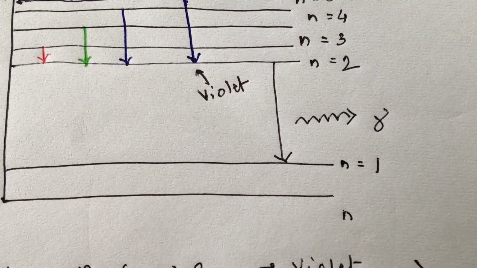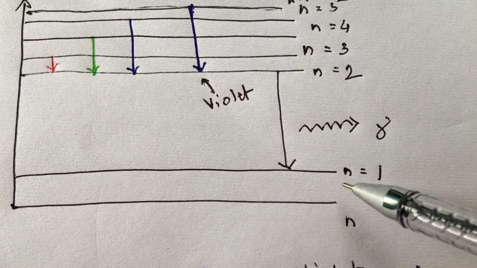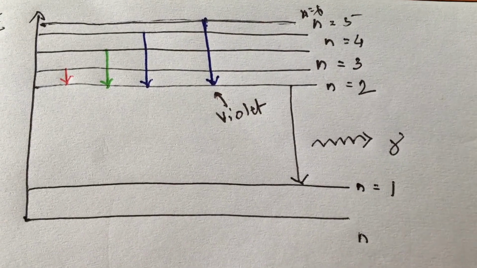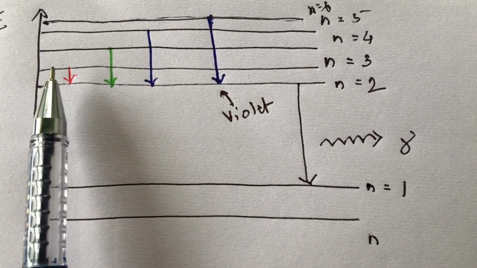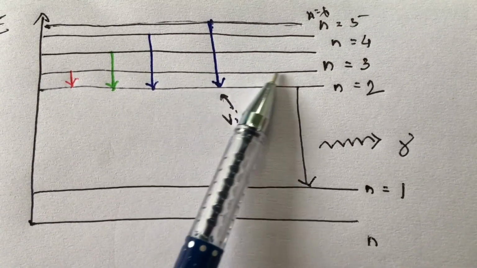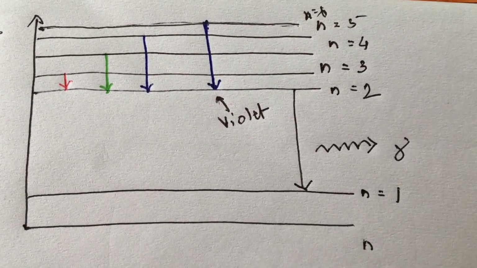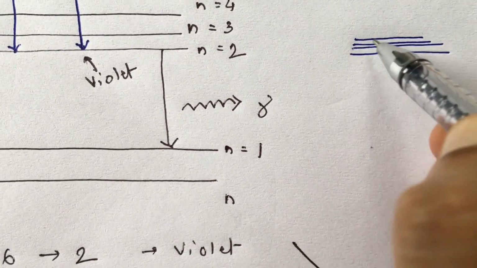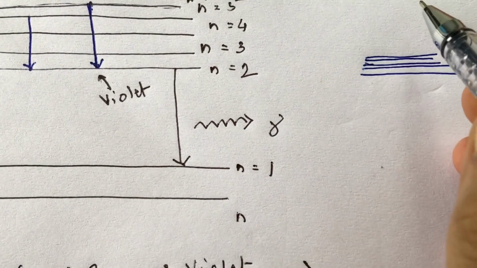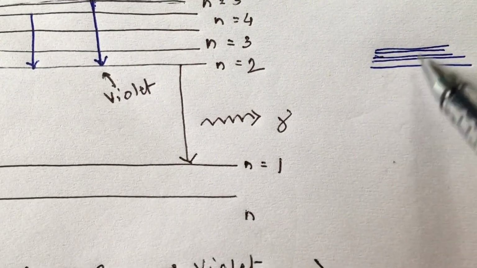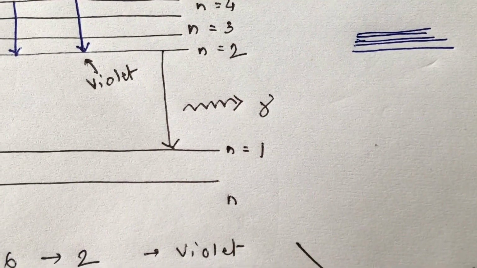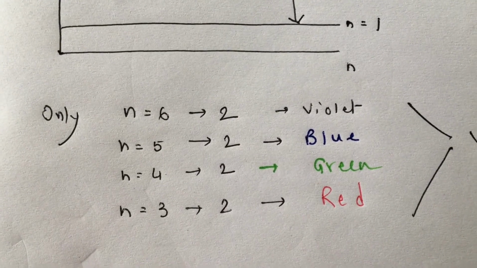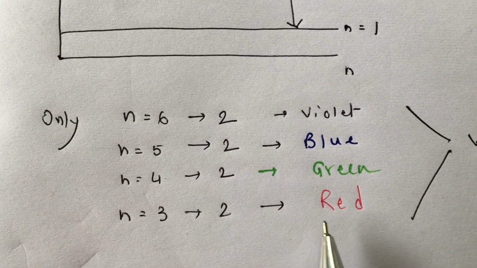But what about the transition from n equal to 2 to n equal to 1? As we can see, this is a big energy gap, bigger than these gaps. Let me tell you that for convenience of drawing, I have just drawn the lines like this, but otherwise they will get closer like this. As we go up with the n values, the levels will be closer and closer. So these are the lines we are getting in the spectrum.